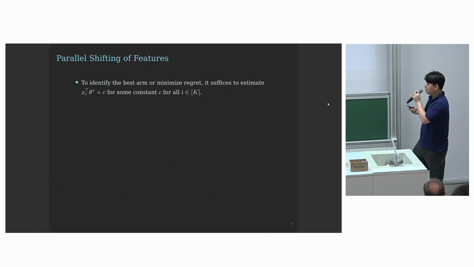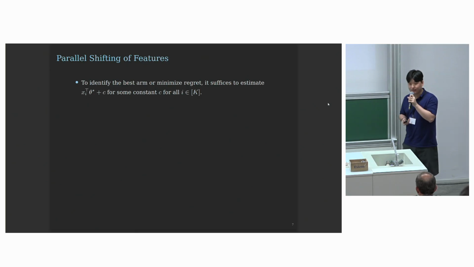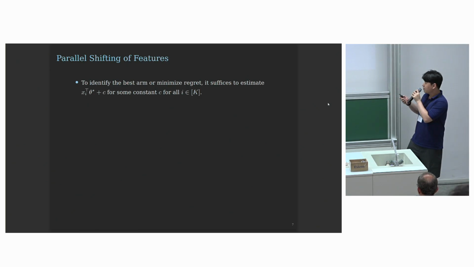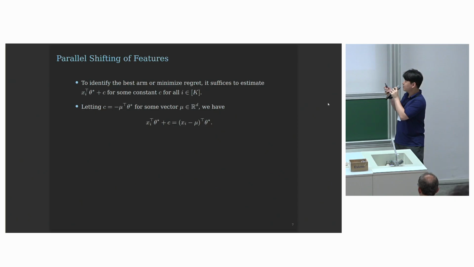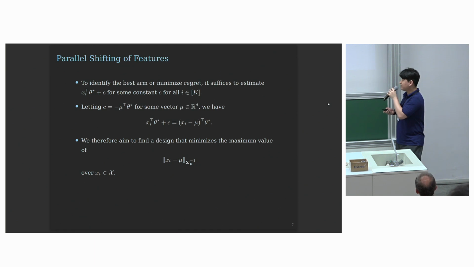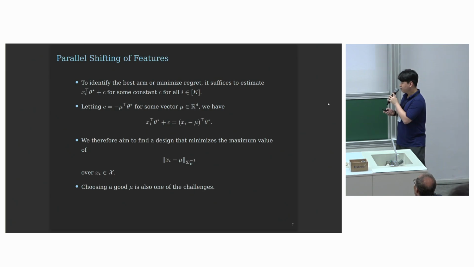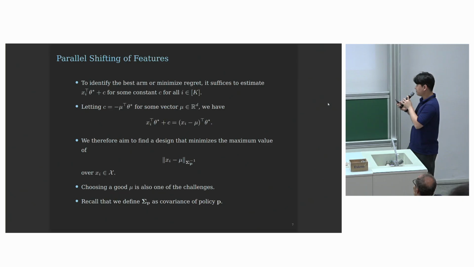Also, I want to argue for some parallel shifting. For tasks like best arm identification or Lagrange minimization, it is sufficient to estimate xi transpose zeta star plus c for some constant. By setting c as minus mu transpose zeta star, it is enough to estimate the reward for features xi minus mu. So bounding this matrix inverse norm is very crucial. Also, choosing a good mu is one of our challenges. And recall that sigma p is a covariance, not a second moment.